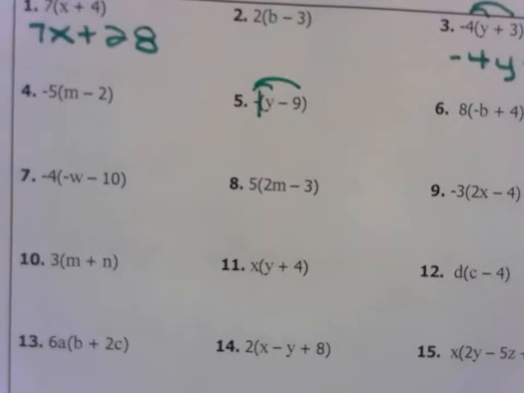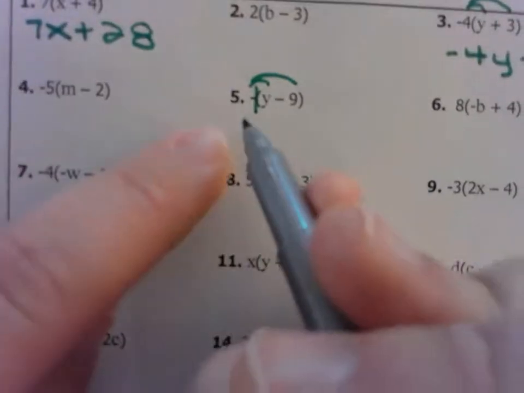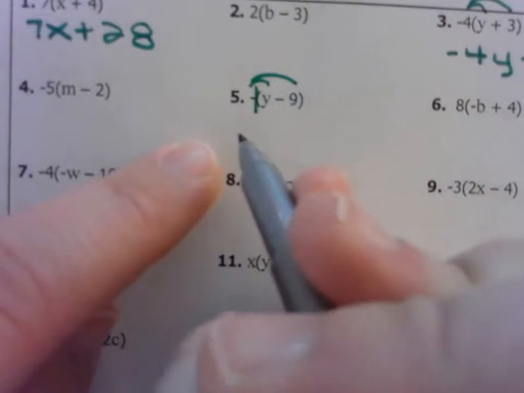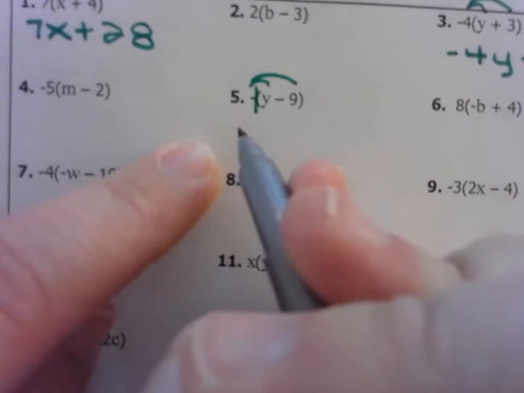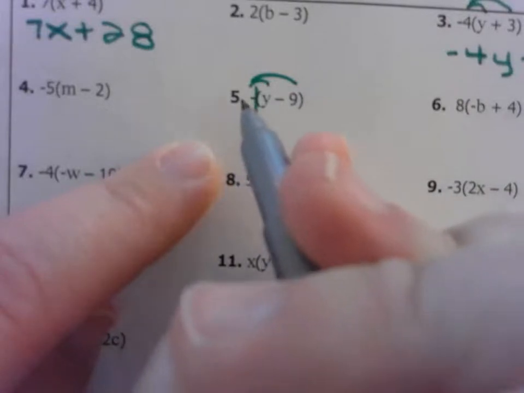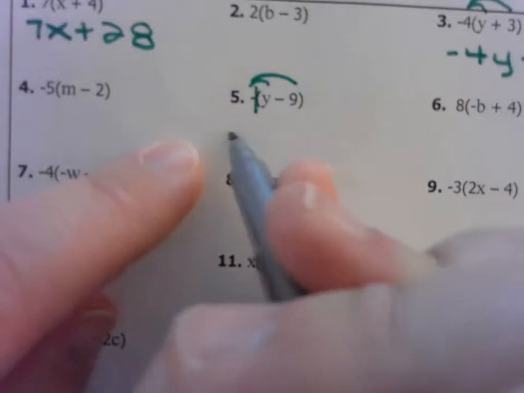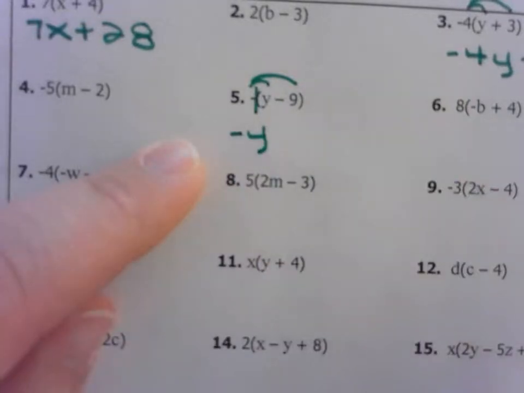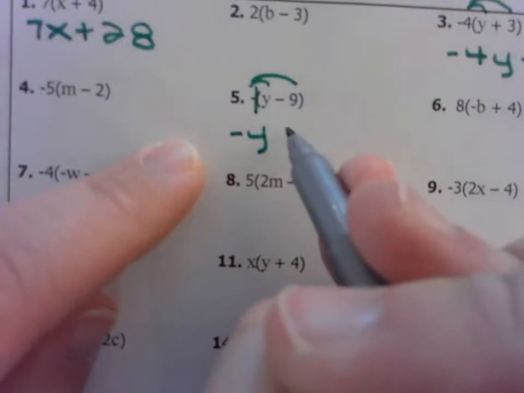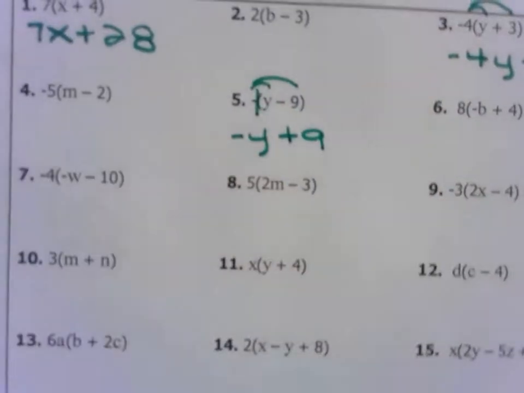Multiplying or dividing by a negative 1 just does what with the signs? Switch it. So negative 1 times y is what? Negative 1y, or negative y. And then negative 1 times negative 9 is positive 9. Okay.